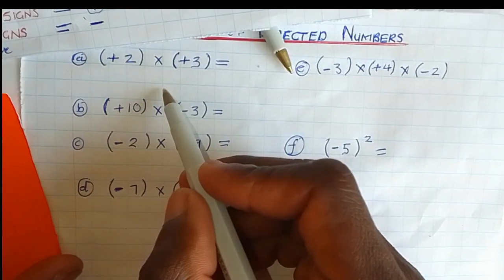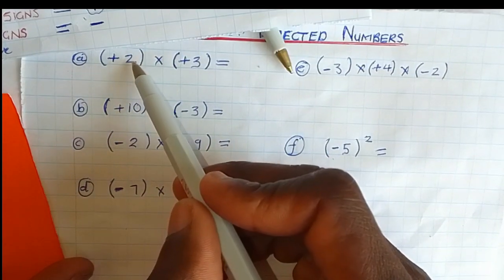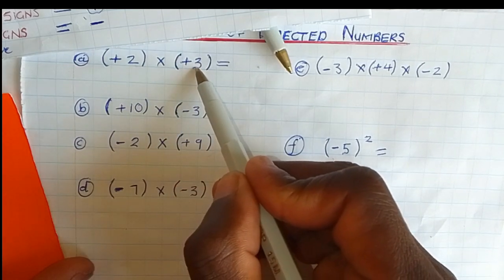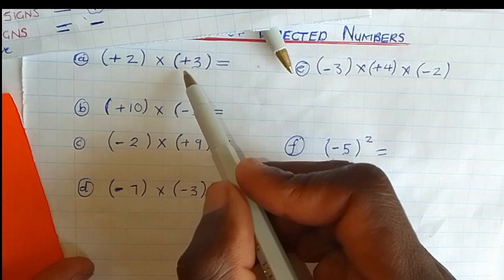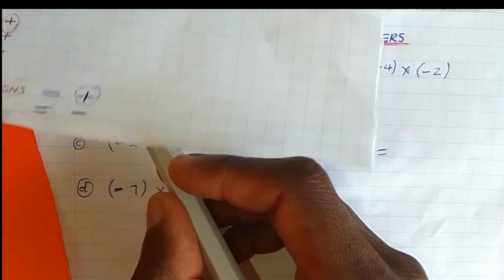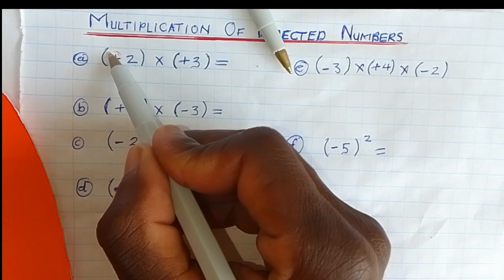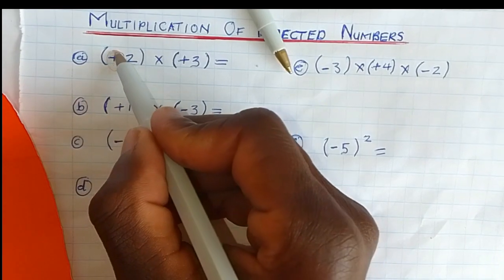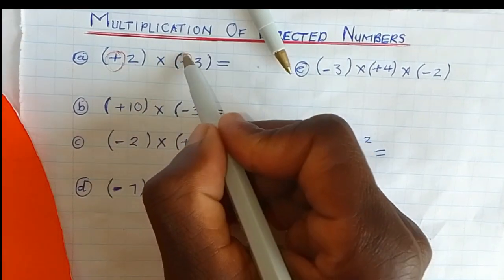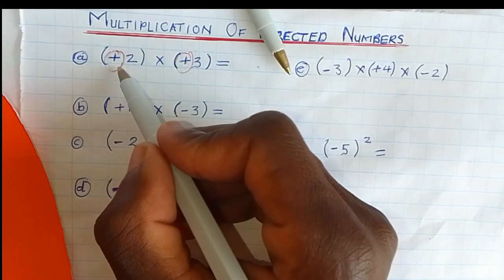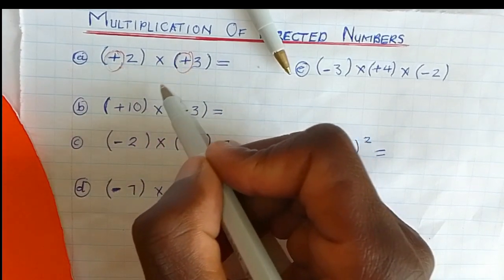So let's first multiply as we usually do. 2 multiplied by 3, the answer is definitely 6. Then, including the signs, here are the same signs that I'm talking about. By same signs, this is what I'm referring to. You can see that we have a positive sign here and we have a positive sign here.